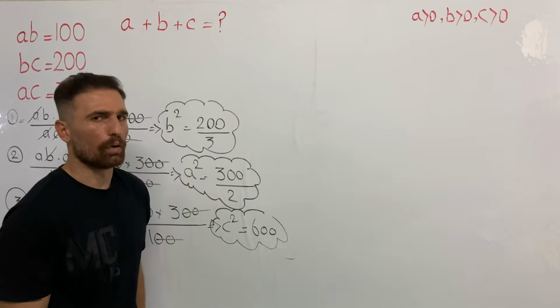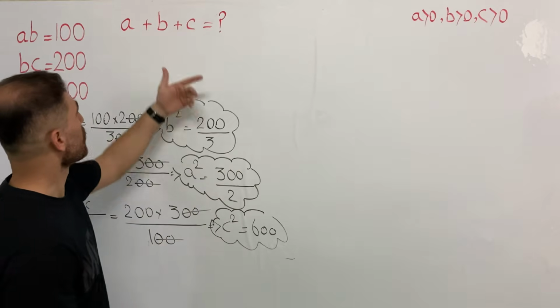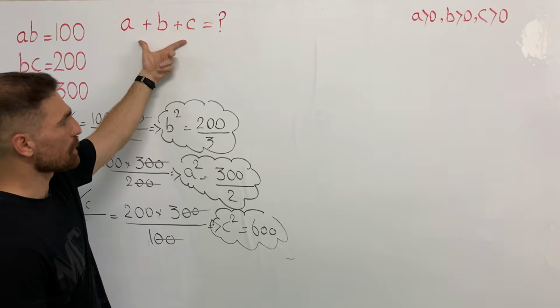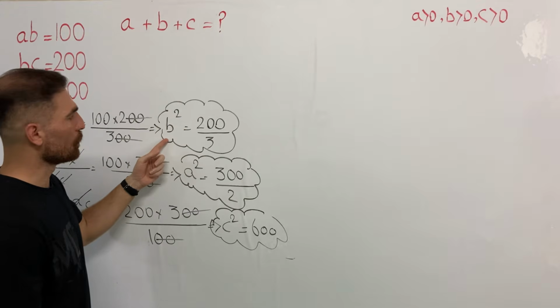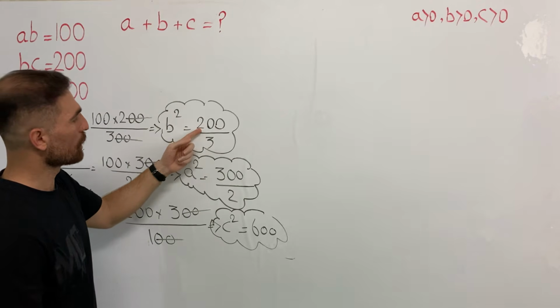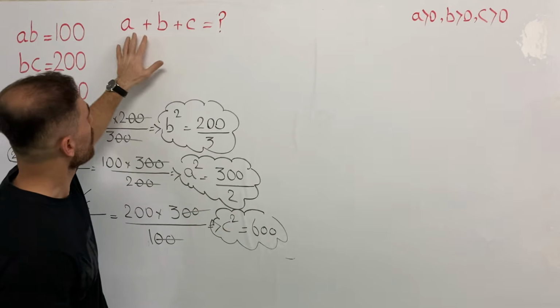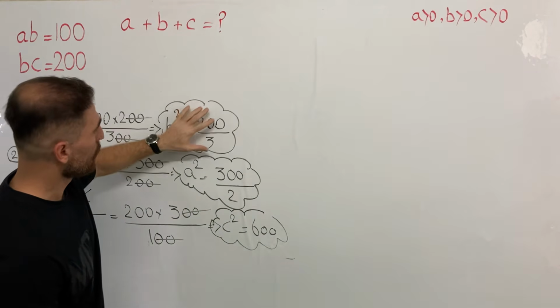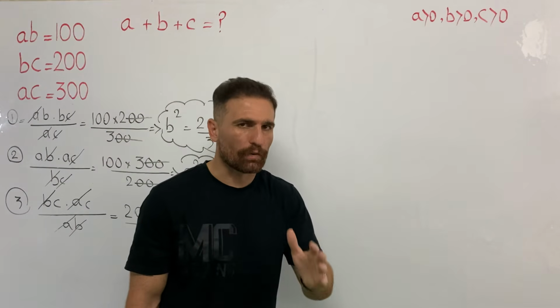Until here, all right. But now, how can we use them to calculate the value of A plus B plus C? One way, we have B squared. So, B is going to be the square root of 200 over 3 and so on. Then you can find the sum of A, B and C. But I want to use a different way.